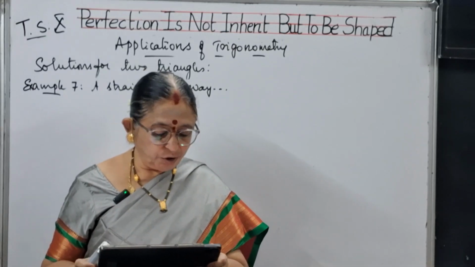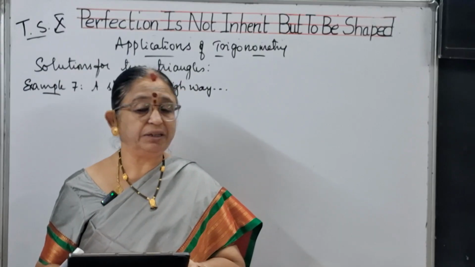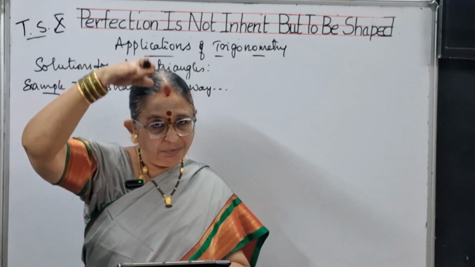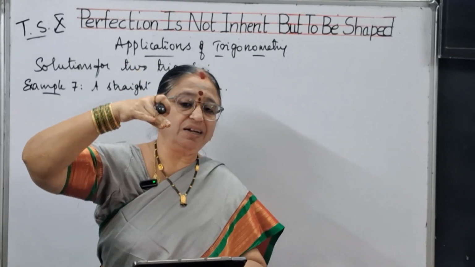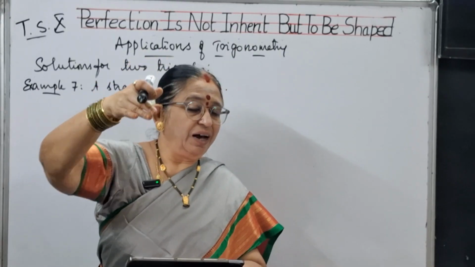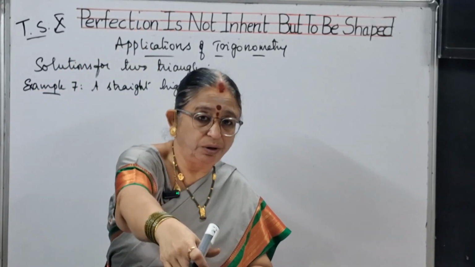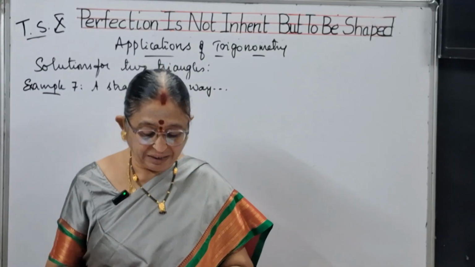Ramaya, standing at the top of the tower, observes a car at an angle of depression 30 degrees. So the person is at some height. Suppose the straight line is like this. He was standing there and he observed a car, and because from the top he is seeing down, it is the angle of depression. So the angle of depression is 30 degrees.